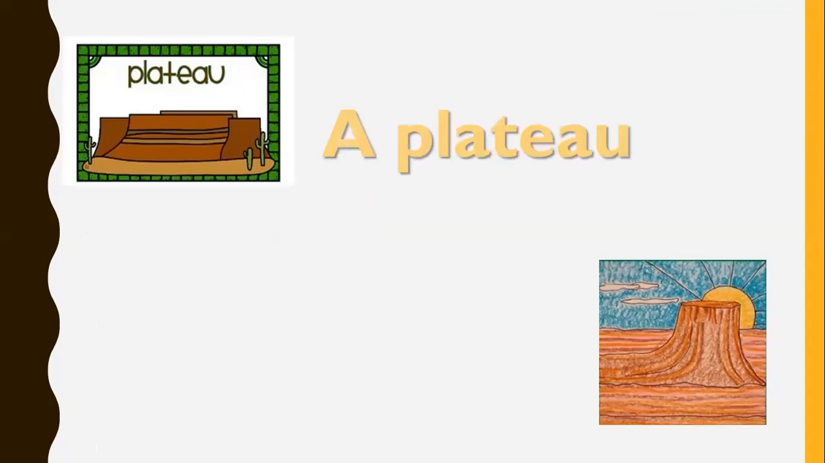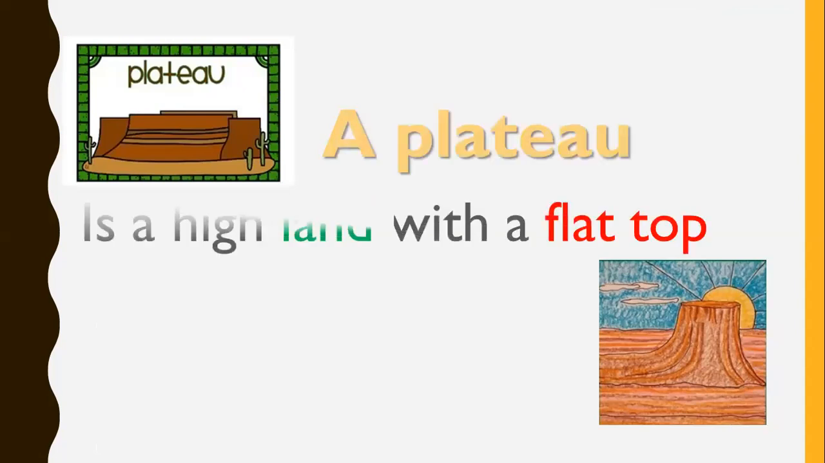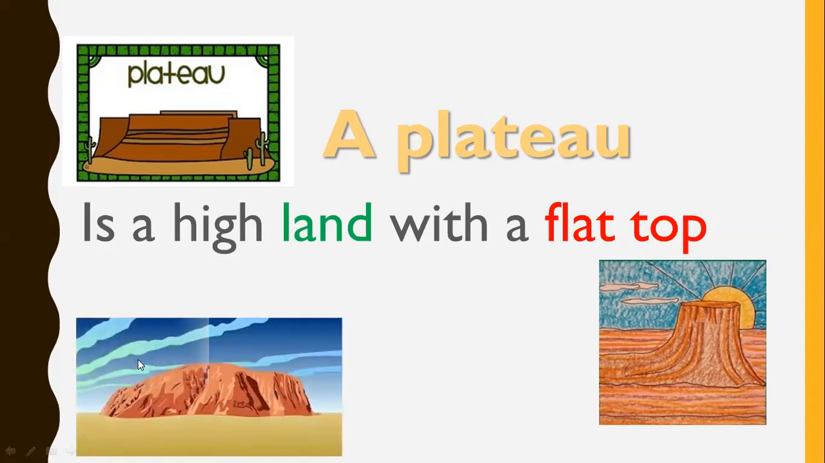Plateau. A plateau is a high land with a flat top. It's not like a mountain. It doesn't have a peak. A peak means the upper part of the mountain. But the plateau is a high land with a flat top. Here it has a flat top.